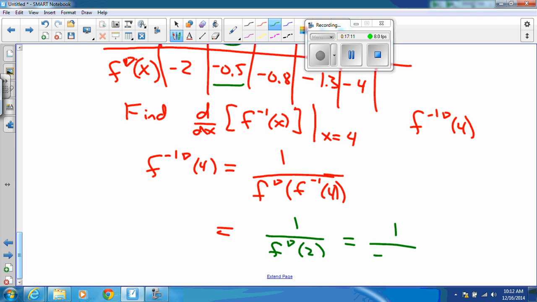Then I go back to the table and I ask myself, what is f prime of 2? It is negative 0.5. And if my inner nerd feels so compelled, I can simplify that to negative 2.